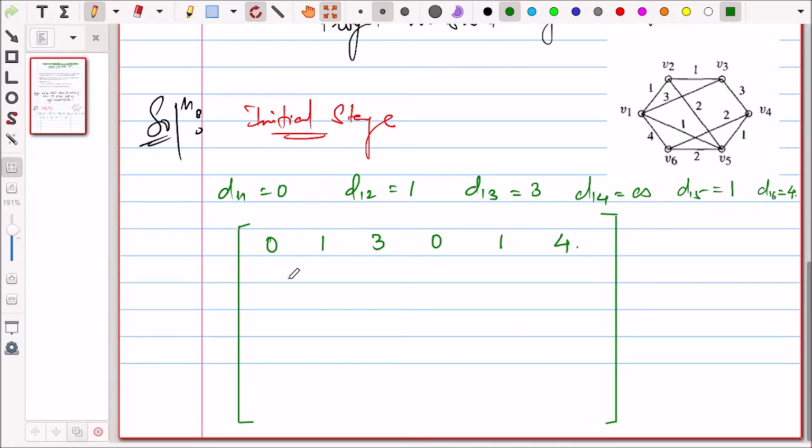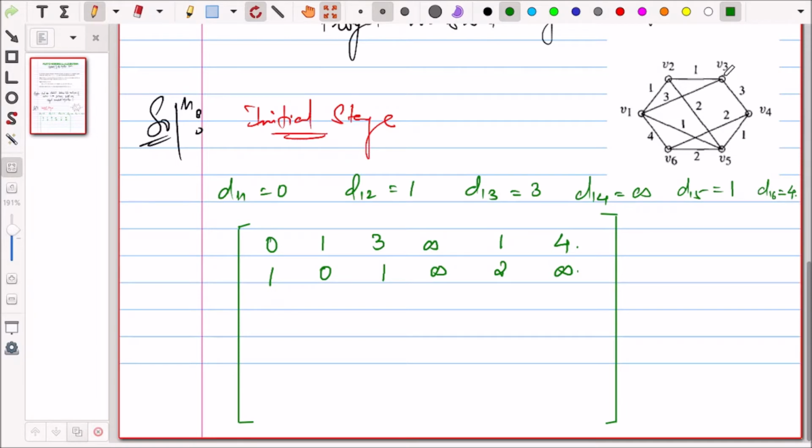Next, keep an eye on v2. v21 is 1, v22 is 0, v23 is 1, v24 is infinity, v25 is 2, and v26 is infinity.